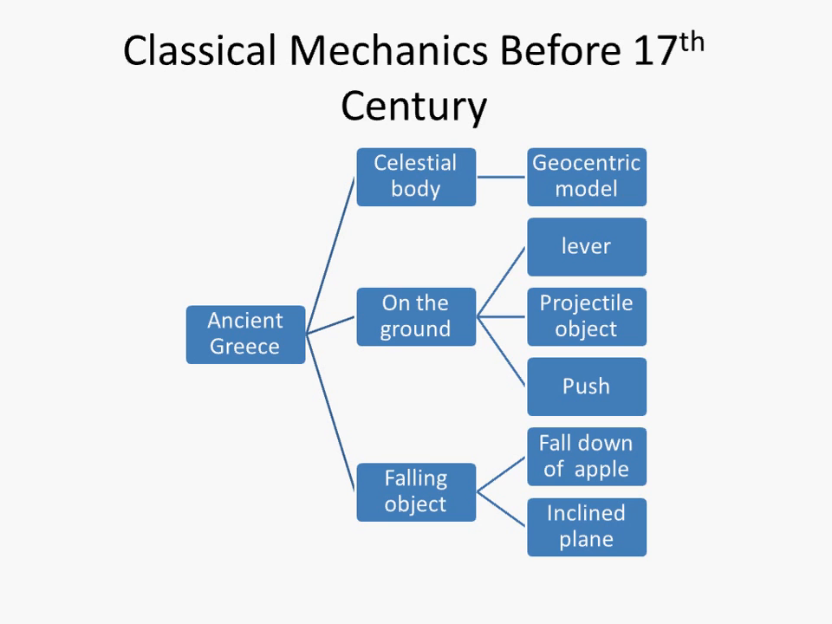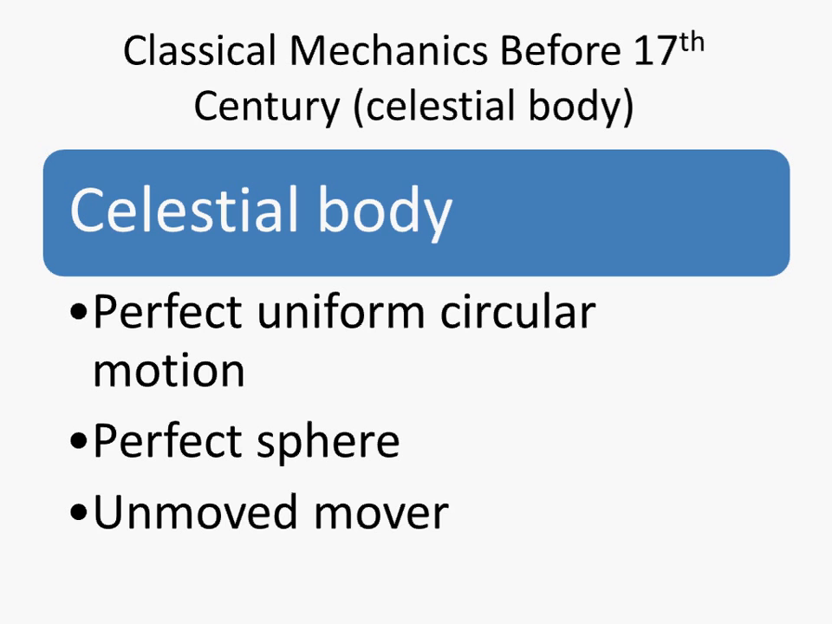So next, I will introduce the theory they use to explain these phenomena. The first is celestial bodies. You can see there are some stars in the sky, and according to the data of the ancient Greeks, they figured out some theory to explain this data.